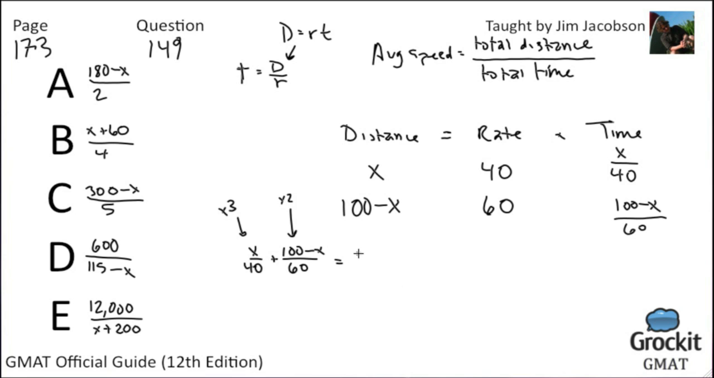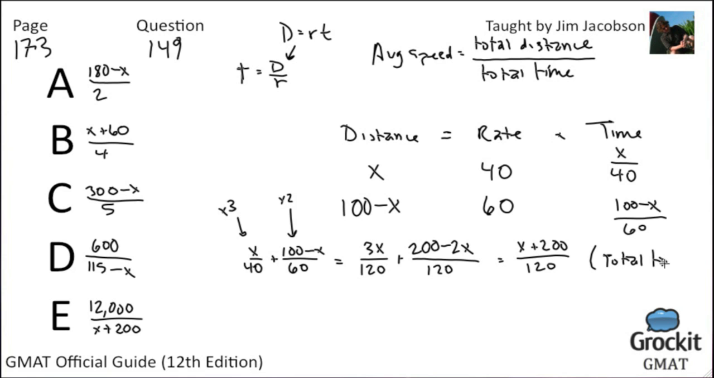So this is the same thing as 3x over 120 plus 200 minus 2x over 120. We can add them together. 3x minus 2x equals x. So we end up with x plus 200 over 120 is her total time. And of course, that's not what the problem is actually asking for.